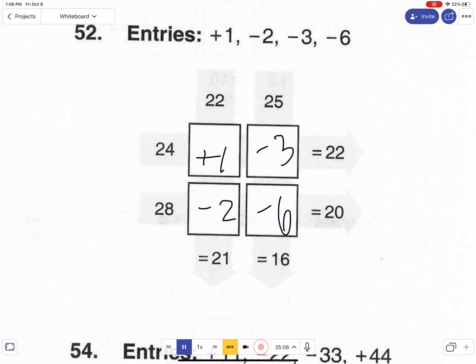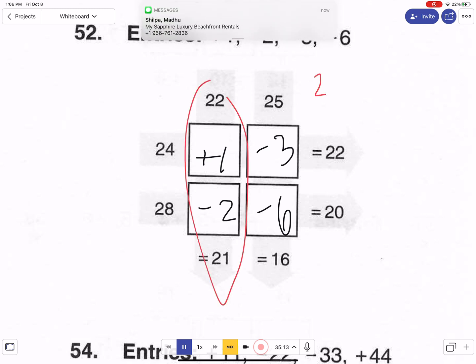Time to check. We're just wheezing past this. Hopefully this is pretty easy for you guys.